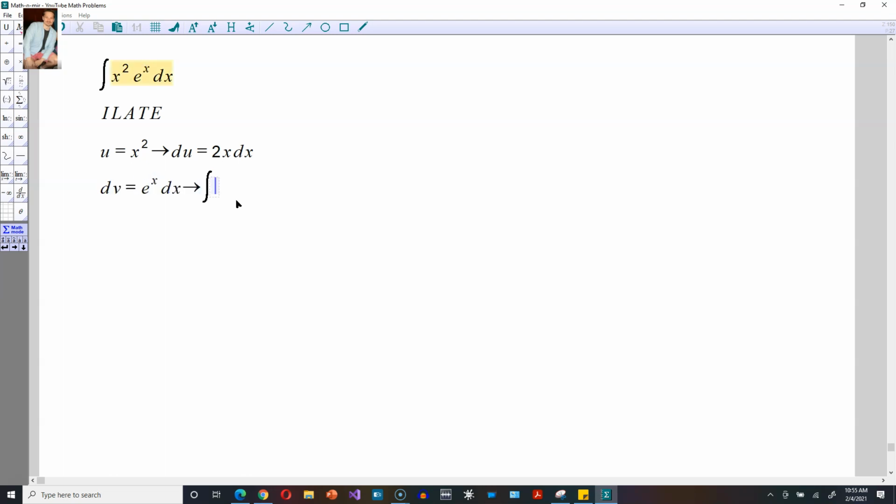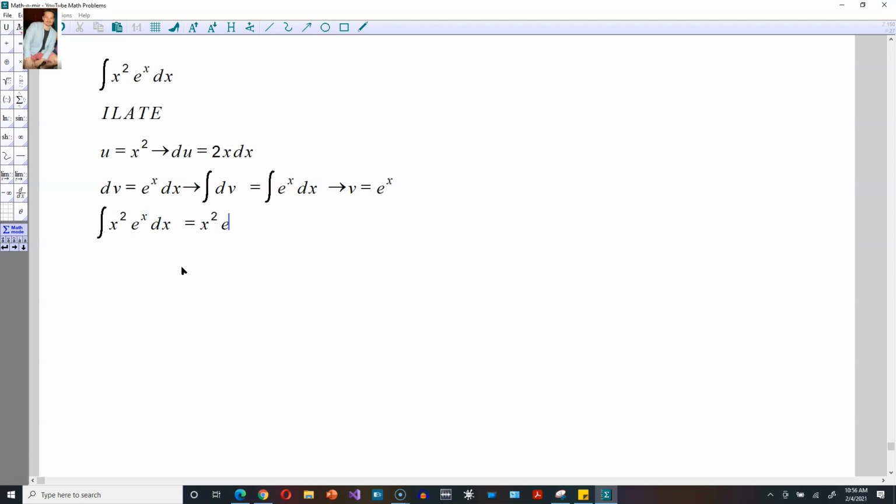From here, what you have to do is anti-differentiate. So anti-differentiate this side, anti-differentiate the e to the x dx. When you do that, it's going to give you that v is equal to e to the x. And then you plug this into the integration by parts formula. You're going to have, in other words, the antiderivative of x squared e to the x dx would be equal to u times v.